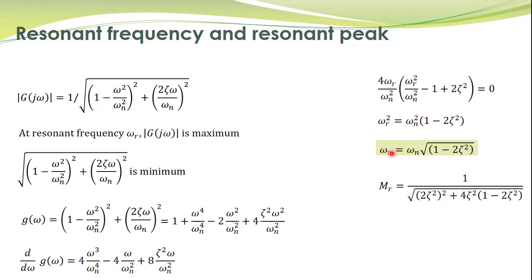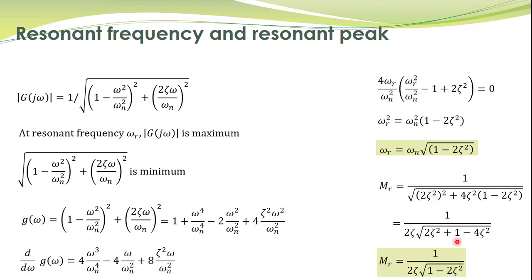Substitute this frequency into this expression to get the peak value of the frequency response. If we substitute omega equal to omega n multiplied by square root of 1 minus 2 zeta square over here, the magnitude of G of j omega comes out to be this. You can verify it by simply substituting it over here, which can be further rearranged into this form, and which is finally written over here. So the peak value of the magnitude frequency response is given over here.